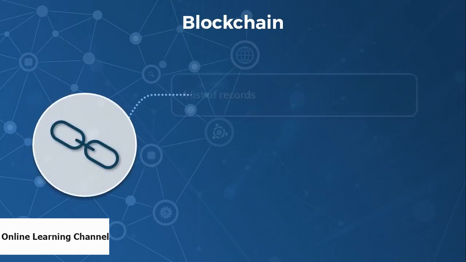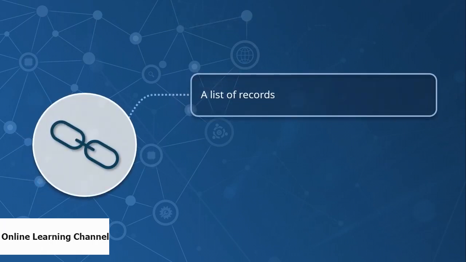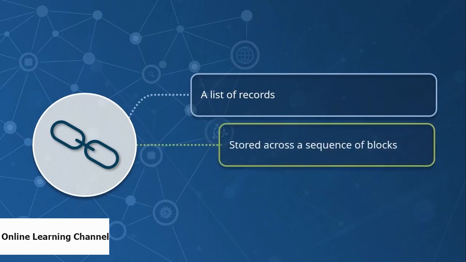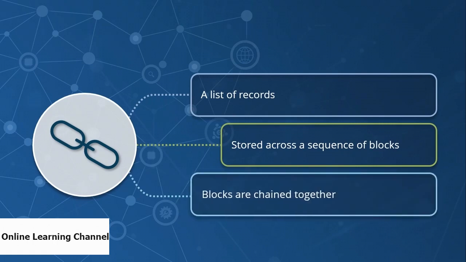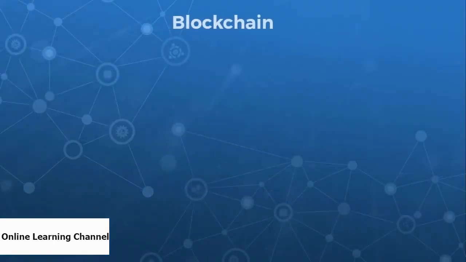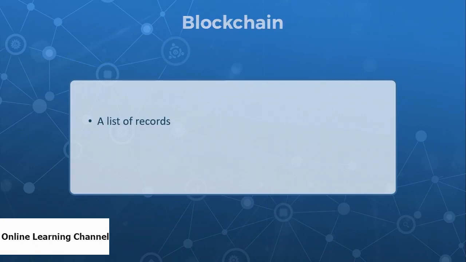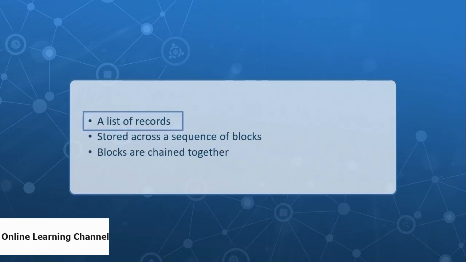First of all, it is a list of records. These records are split up and then stored across a sequence of blocks, and these blocks are maintained in a sequence by being chained together. We can now zoom in on each of these properties, starting with the fact that a blockchain is a list of records.